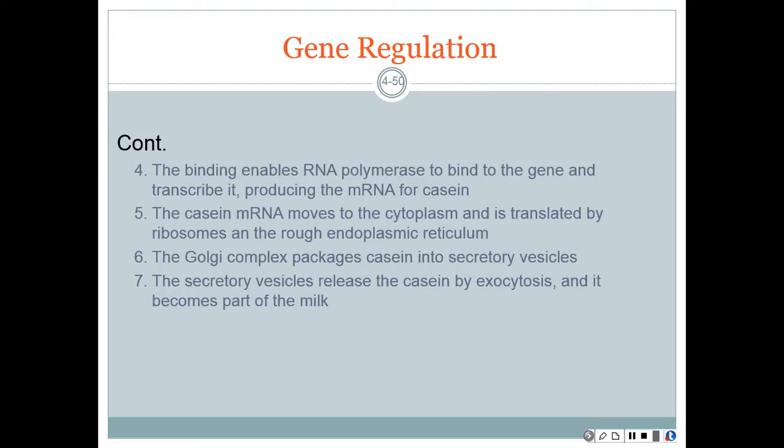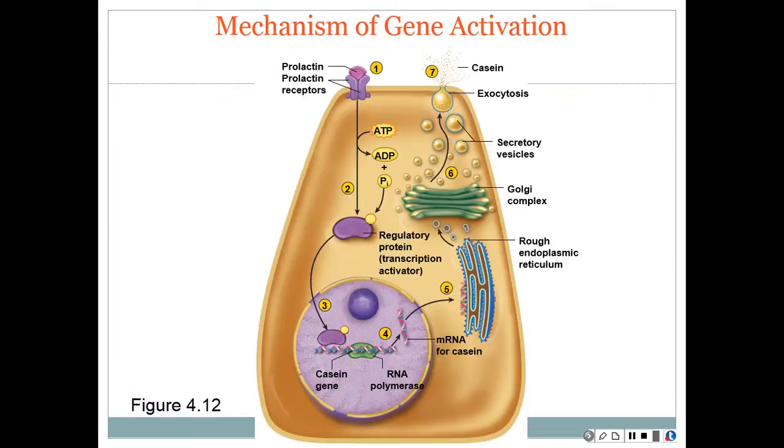Now, the casein mRNA moves to the cytoplasm and is translated by ribosomes on the rough endoplasmic reticulum. The Golgi apparatus, or the Golgi complex, packages casein into secretory vesicles. These vesicles are going to release this casein outside the cell, and it becomes part of breast milk. So here is the example of what is going on.